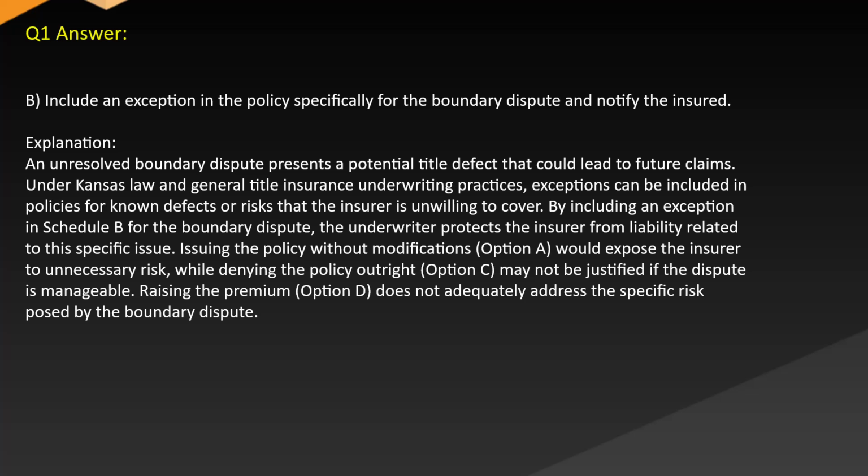By including an exception in Schedule B for the boundary dispute, the underwriter protects the insurer from liability related to this specific issue. Issuing the policy without modifications, option A, would expose the insurer to unnecessary risk, while denying the policy outright, option C, may not be justified if the dispute is manageable. Raising the premium, option D, does not adequately address the specific risk posed by the boundary dispute.